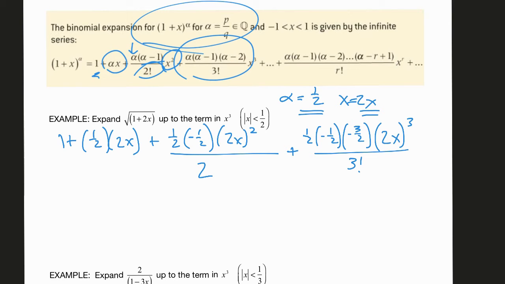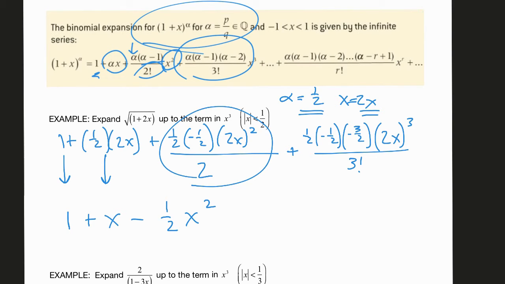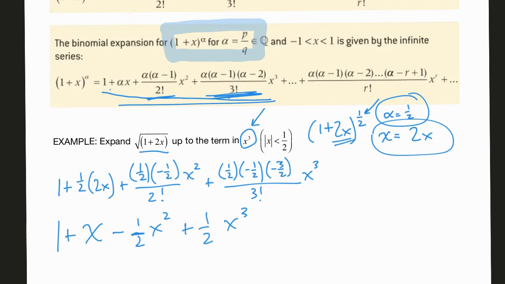Okay, so now this, if I simplify it, becomes 1. This, if I simplify, becomes x. This, and again, you may have to put this all into your calculator. You should get, actually that's not a plus. Let me get rid of that. It's a minus 1/2 x squared. And the last one should be positive 1/2 x cubed.